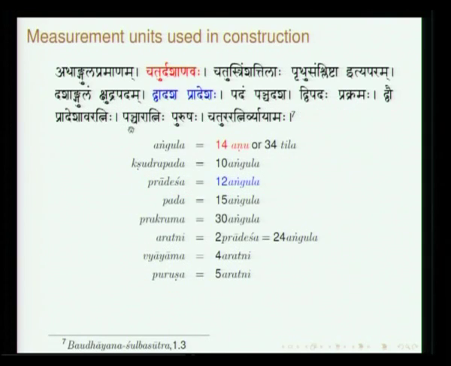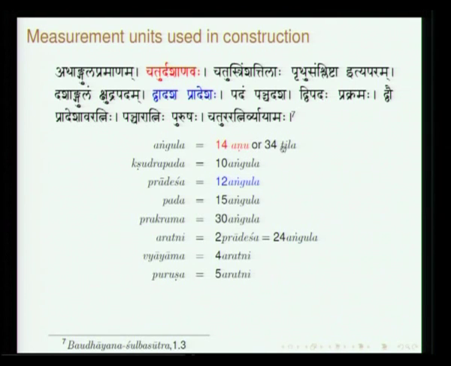In this connection, various measures have been specified. From a very small one up to Purusha. Angula is one of the small dimensions, and what is Angula? It says Chaturdasha Anavaha, 14 Anus constitute a certain Angula, and you can also specify it in terms of Tila, which is a much smaller unit. They say 34 Tilas constitute one Angula, and then this goes on in this table.